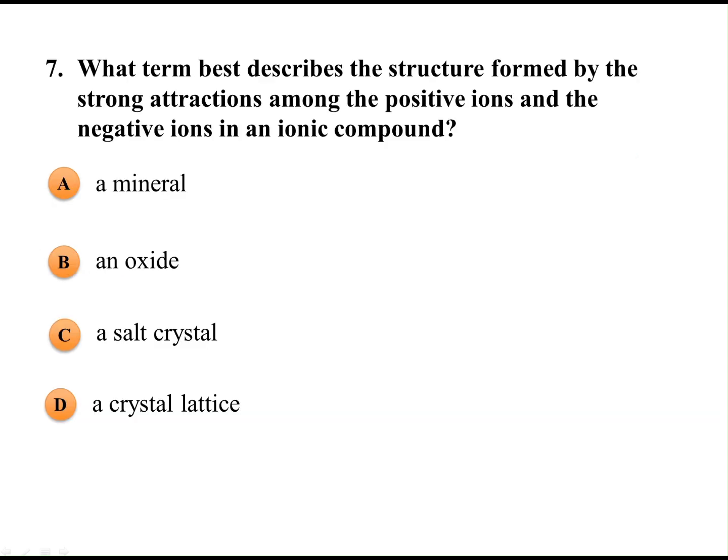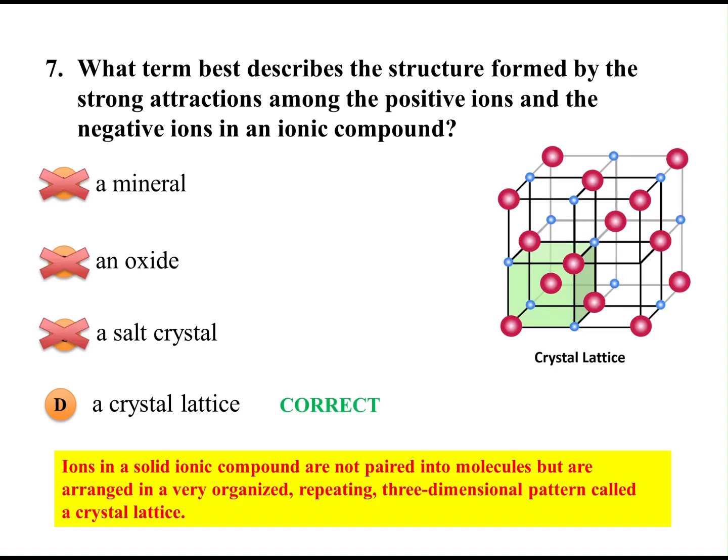What term best describes the structure formed by the strong attractions among the positive ions and the negative ions in an ionic compound? The answer is D, crystal lattice. Because ions in a solid ionic compound are not paired into molecules, but are arranged in a very organized repeating three-dimensional pattern called a crystal lattice.